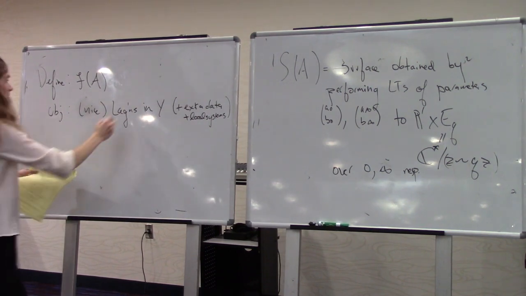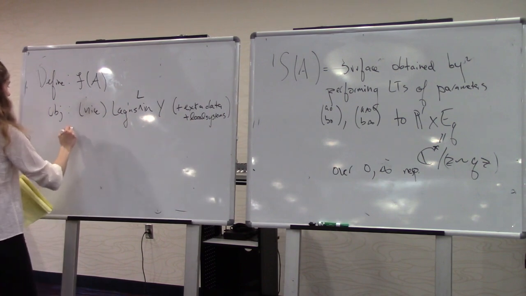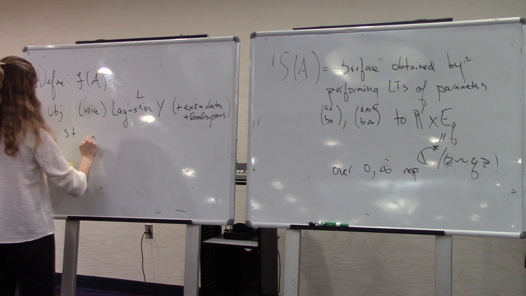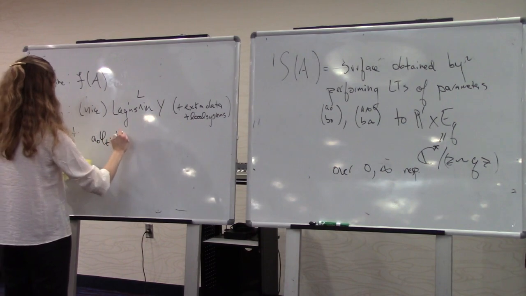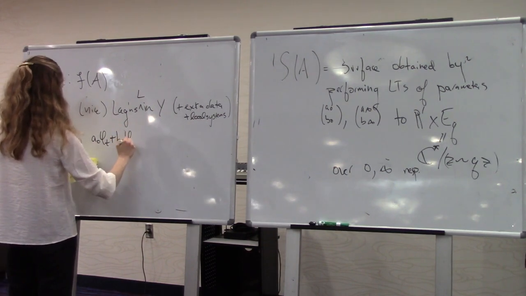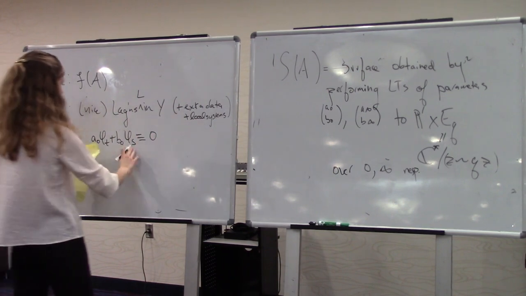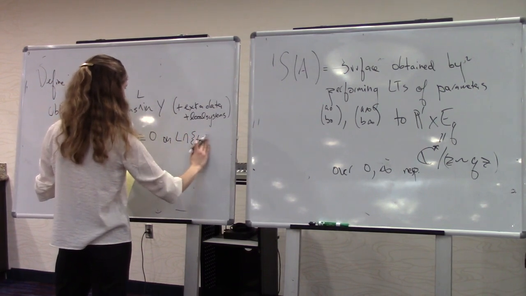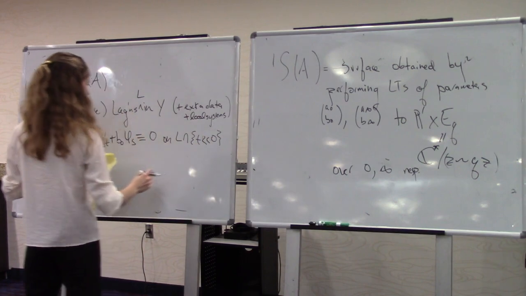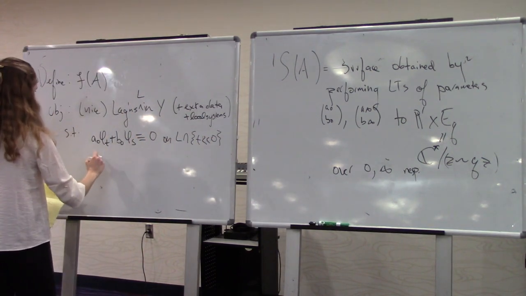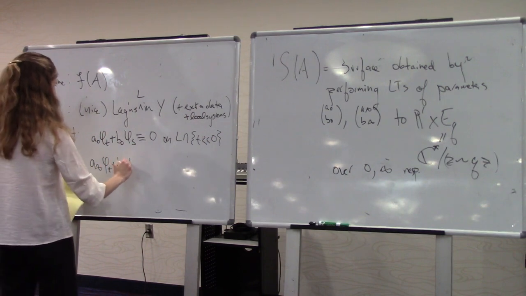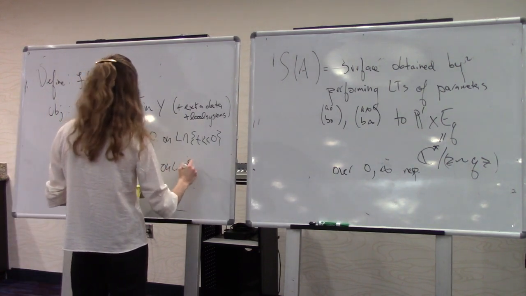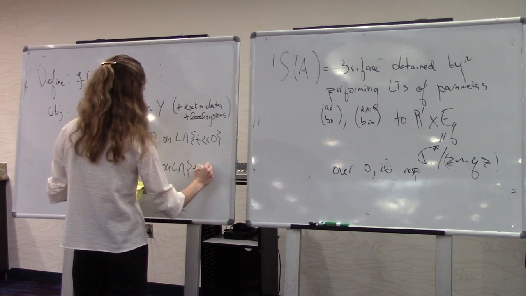But so nice Lagrangians L, such that A naught phi t plus B naught phi s, this function vanishes identically on L intersect, say, t much less than 0, and then A infinity phi t plus B infinity phi s is equal to 0 on L intersect the other end, so t much greater than 0.